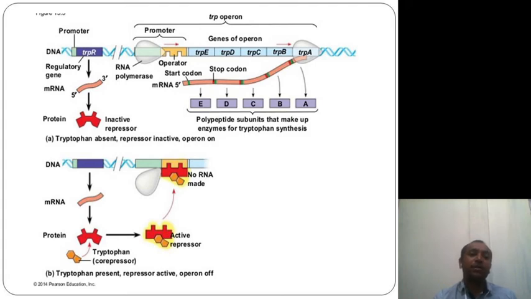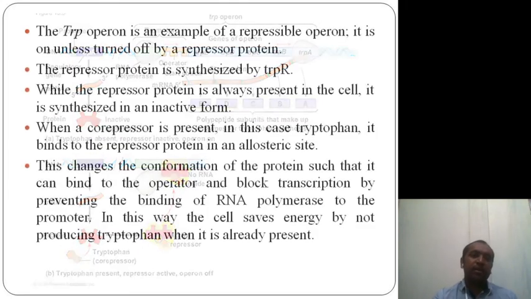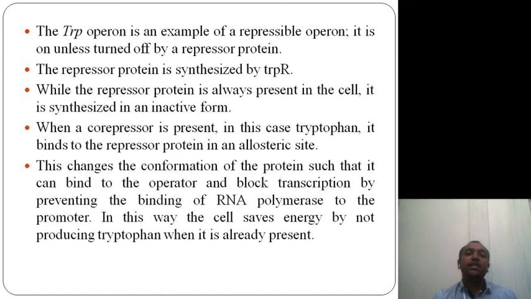In the absence of tryptophan, the operon is on, and in the presence of tryptophan, the operon is off. So the TRP operon is an example of a repressible operon. It is on unless turned off by a repressor protein. Now the repressor protein is synthesized by TRPR. While the repressor protein is always present in the cell, it is synthesized in an inactive form.